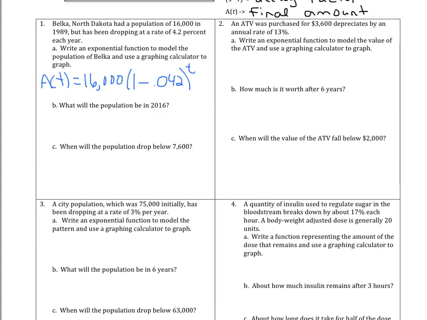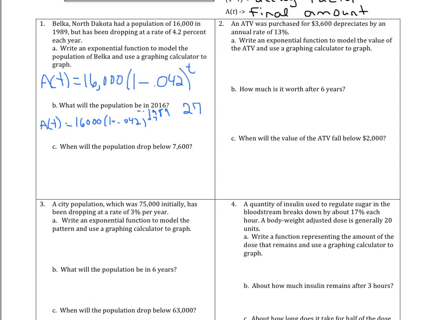And then we can put that in the calculator, and we can look at what will the population be in 2016. So that would be 2016 minus 1989. So we need to see how many years from then. So 16 minus 9 is 7, and then 10 minus 8 is 2. So we have 27 years. So in that case, we're going to do A of t equals 16,000 times 1 minus 0.042 to the 27th, and see what our population was.